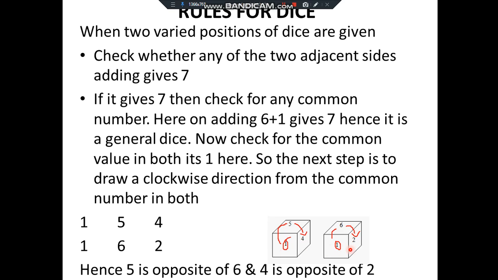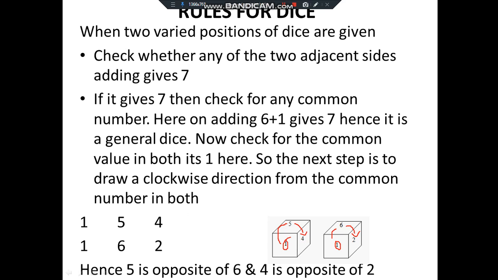Okay, so what you have to do to solve this question is, next just rotate clockwise from 1. In the first position you get 5 as next number and then 4 as next number. In the second dice position you get 6 as next number and 2 as next number on rotating in clockwise direction. So what we will conclude, the number opposite to 5 is 6 and the number opposite to 4 is 2. Got my point? So this is how you have to solve a general dice problem.